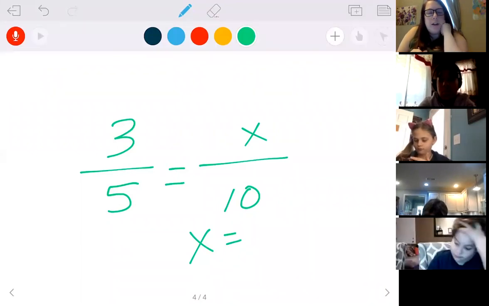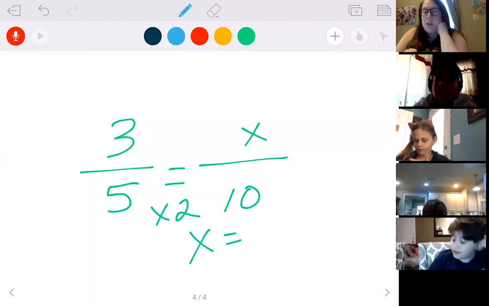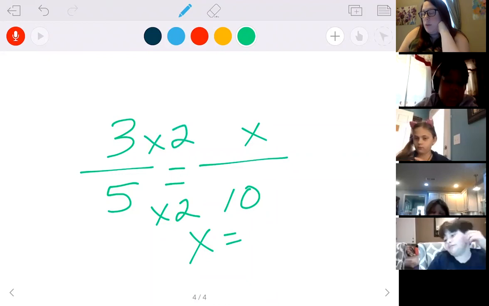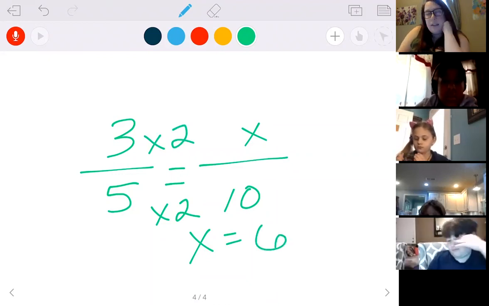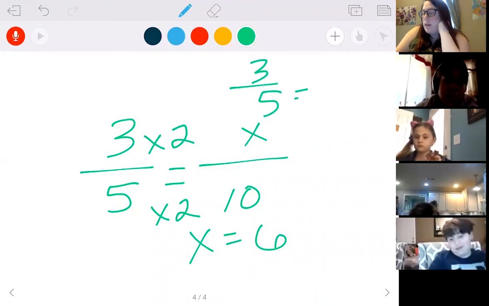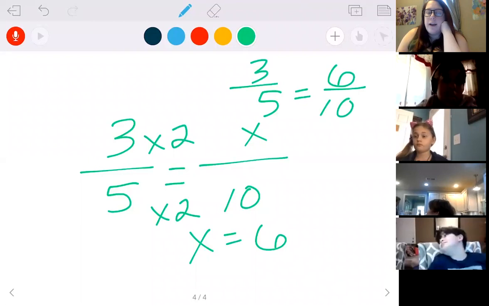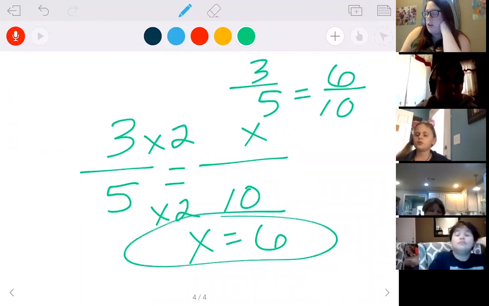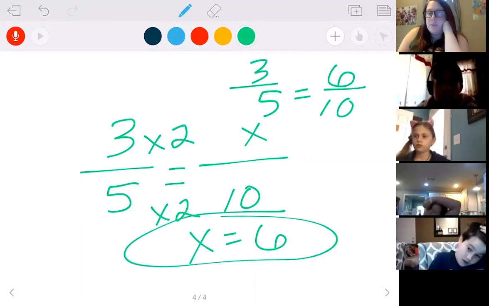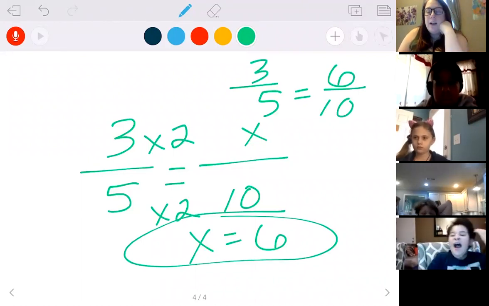Okay, so we think to ourselves, 5 times what equals 10? 5 times 2. I always do the same thing on the top, 3 times 2. And 3 times 2 equals 6. So 3/5 is also equal to 6/10. And you don't have to write that out. The only thing you need to have on classwork that I'm going to be looking at is this. You don't even have to put x equals 6. If you just want to put 6, that's fine.